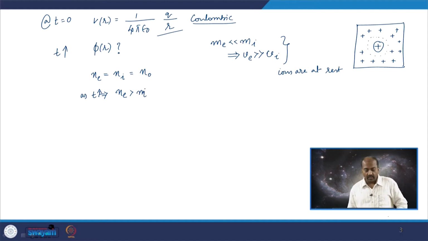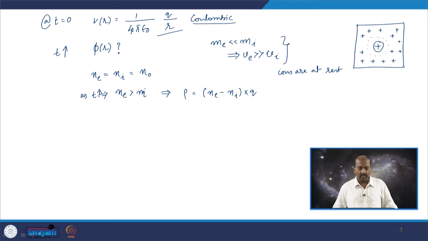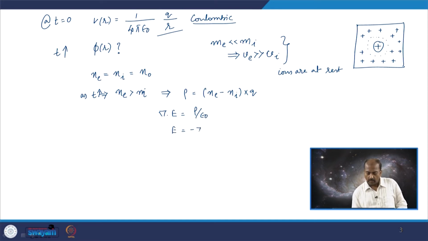If that is the case, then within this sphere of influence of the positive test charge, we can say that the total charge density, for example, is the number of electrons minus the number of ions times the charge, right. So, n is the number of particles per unit volume and q is the charge. Since the number of electrons is more in the vicinity of this test charge, the resulting charge density can be written as rho equals (n_e minus n_i) times q. Now, we very well know that del dot E is rho by epsilon naught and E equals minus del phi.